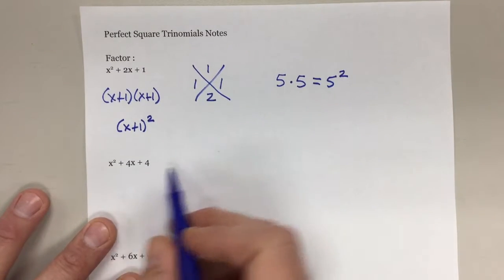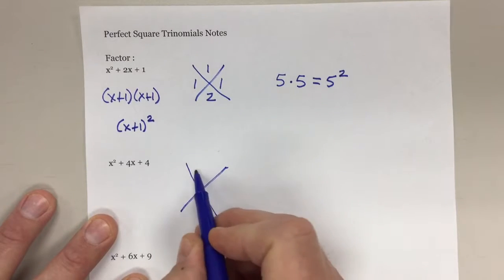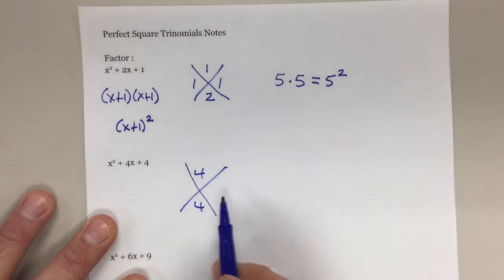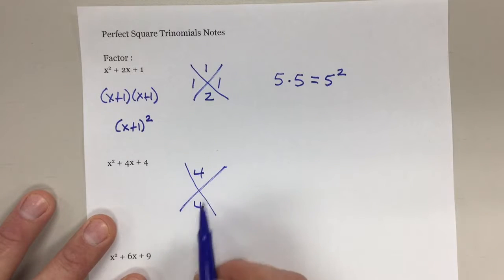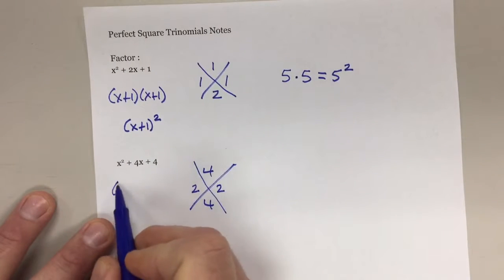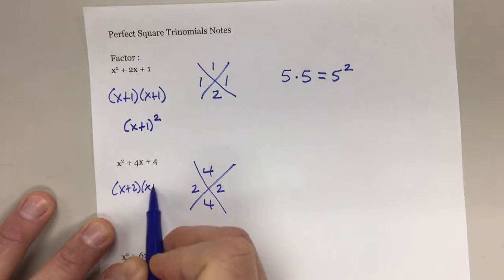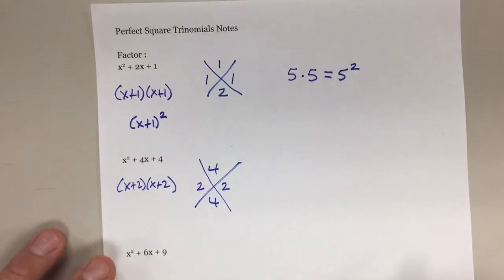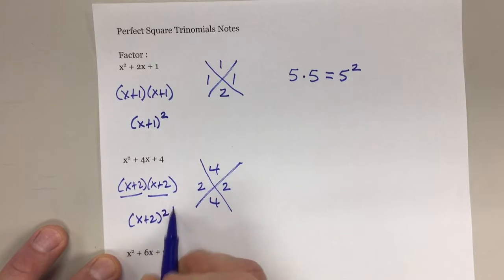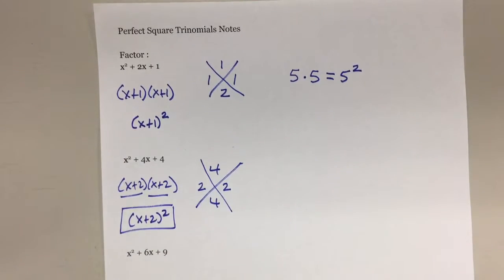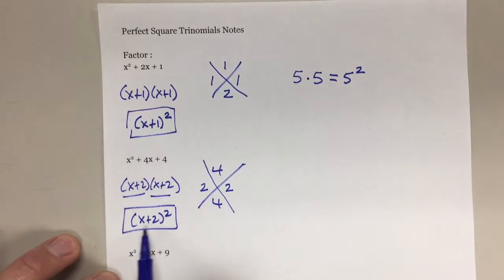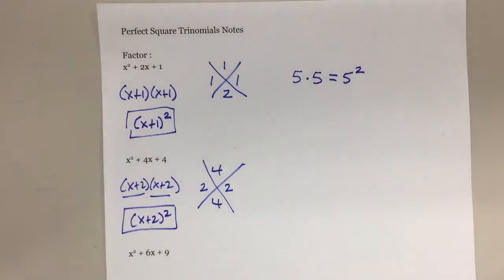Let's try another example. x squared plus 4x plus 4. I set up the factors. This 4 goes here, this 4 goes here. Think of two numbers that multiply to be 4 and add to be 4. It's pretty easy. It's 2 and 2. So it's x plus 2 are the factors. And of course, since they're the same, I can rewrite it as x plus 2 squared. So that is the goal today, to take a perfect square trinomial and write it as one factor squared.